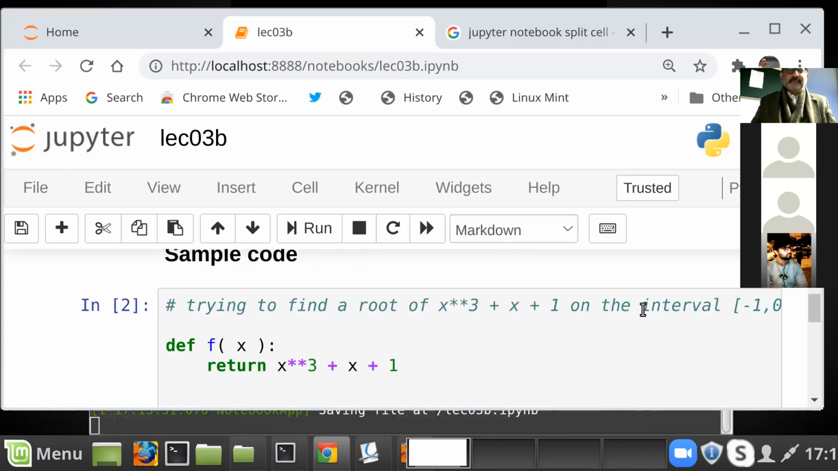When you're writing your code, make a comment and say what the code is actually going to do. Now we need to be able to evaluate the function values at a, at b, and at c, right? So we have to define the function. def means I'm going to define a function. The name of the function is f. It takes an input x. And then what should it do? Well, it should calculate x cubed plus x plus 1, and return that value. So I say return x cubed plus x plus 1.